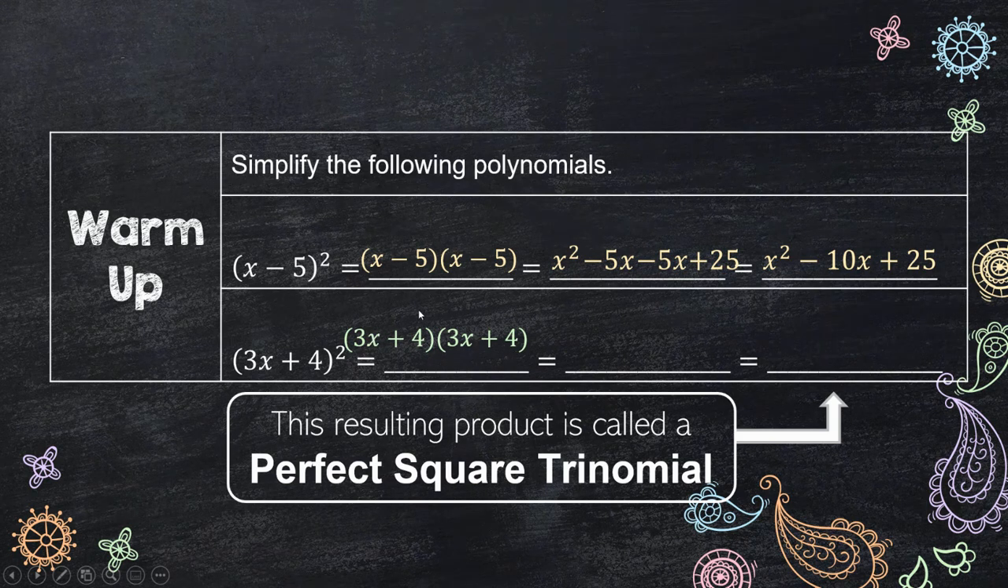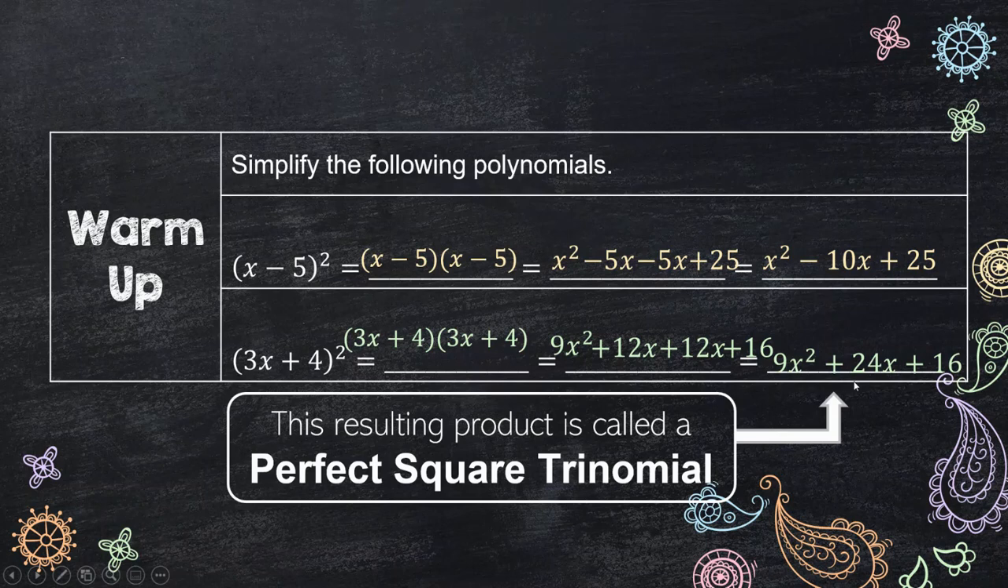And then distributing, 3x times 3x would give us 9x squared. 3x times 4 gives us 12x. Then we distribute the 4. 4 times 3x gives us 12x, and then 4 times 4 gives us 16. We can combine our like terms. 12x plus 12x becomes 24x.